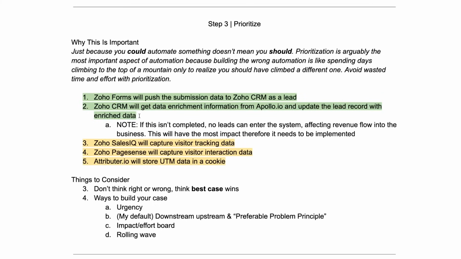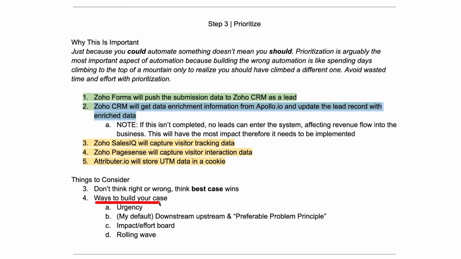Now, this is arguably more important than these three because this data that we'll get from Apollo.io, which we're actually going to do together at the last part of this video, will help us understand more information about the lead. And Attributor.io giving you UTM data is more important for the marketing aspect of the business, but sales is what's actually going to close deals and get revenue into the organization. So this is more important. Initially, it's more urgent, I would say.